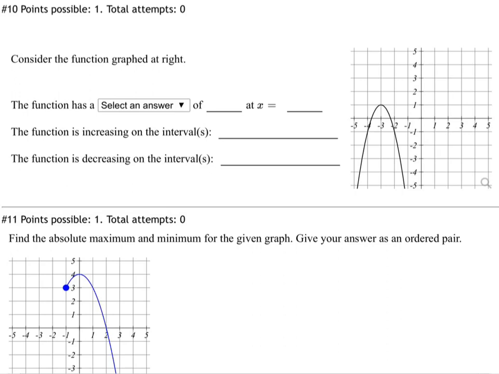All right, number 10, another graph. Consider the function to the right, blah, blah, blah. The function has a blank of blank, and it's talking about the minimum. If you click on when you're doing the homework, that bar will give you the options of minimum or maximum. So look at that little upside down U-shaped thing.